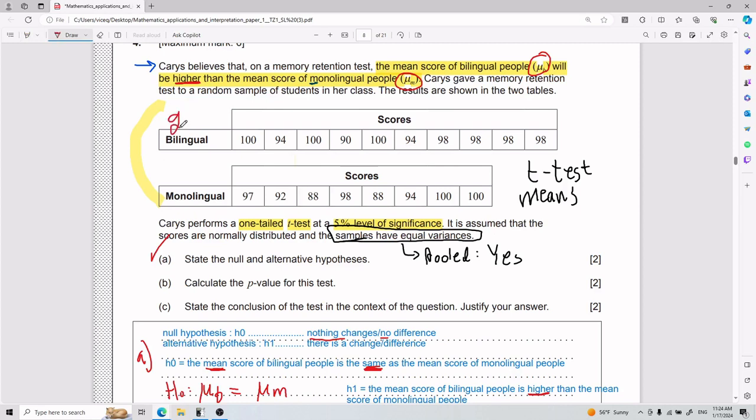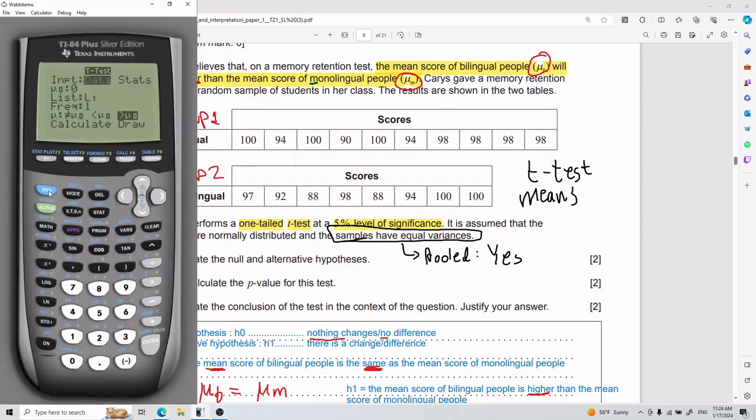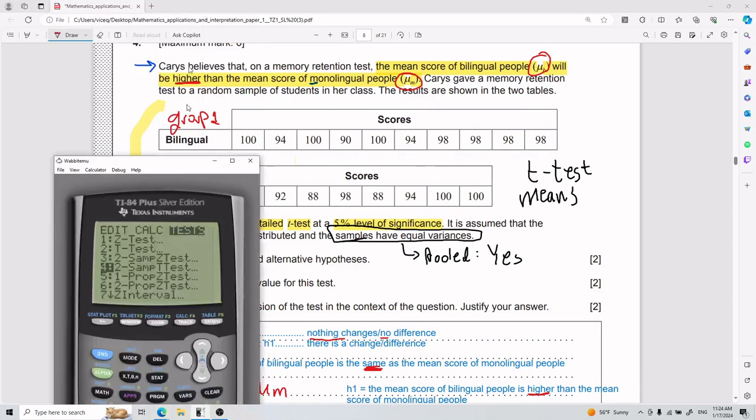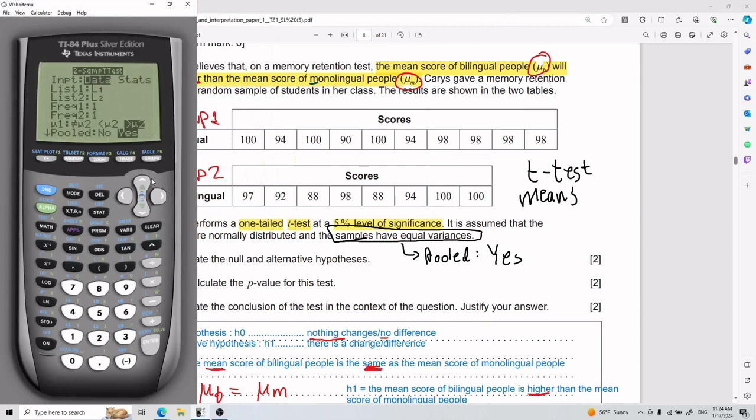I've got group 1, which is bilingual, and group 2, which is monolingual. That is why, if I go back to the same menu, I have to go down to 2 sample t-test. I have 2 samples, I have 2 groups. The first group is bilingual, the second group is monolingual. So I press the 2 sample t-test.